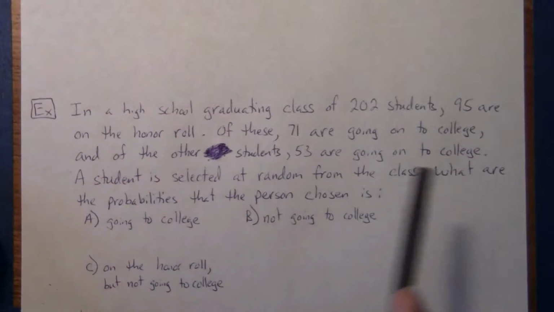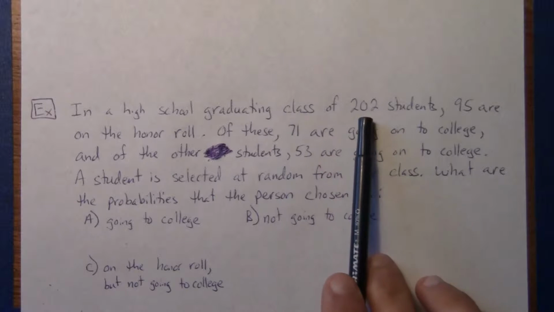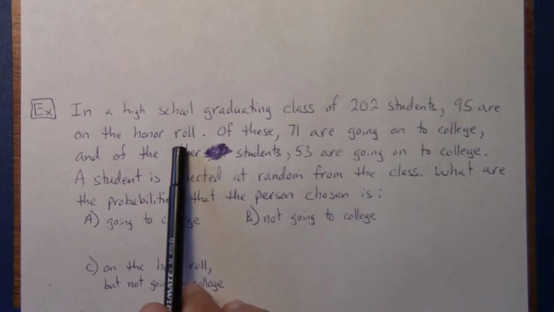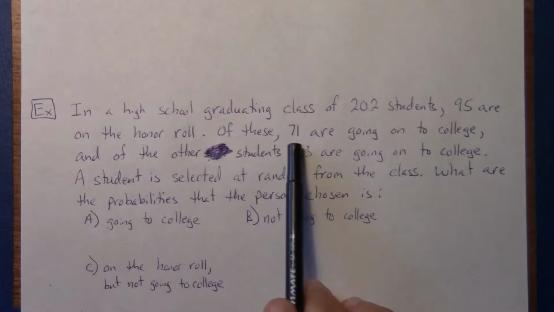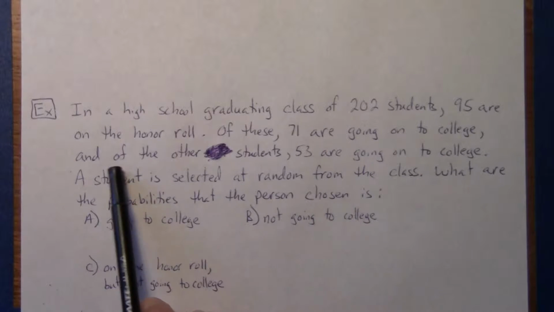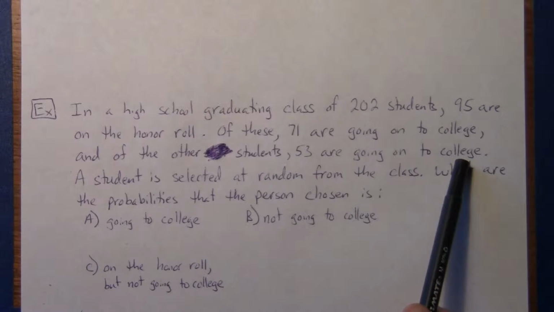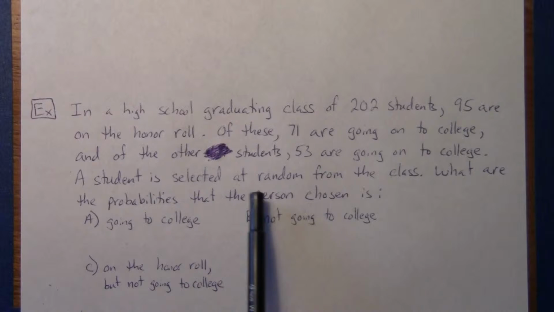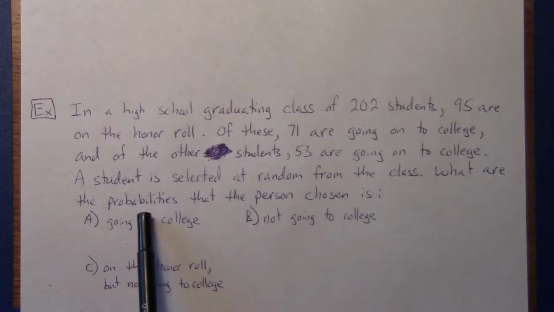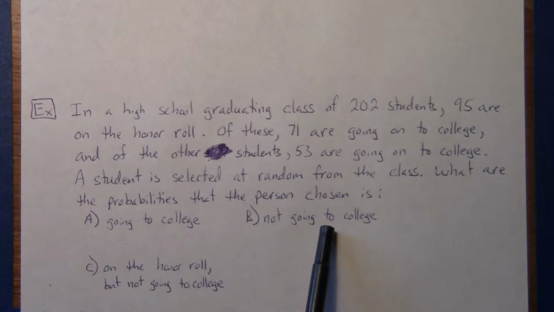Second problem is, in a high school graduating class of 202 students, 95 are on the honor roll. Of these, 71 are going to college, and of the other students, 53 are going to college. It says a student is selected at random from the class. What are the probabilities that the person chosen is either going to college, not going to college, or on the honor roll but not going to college?